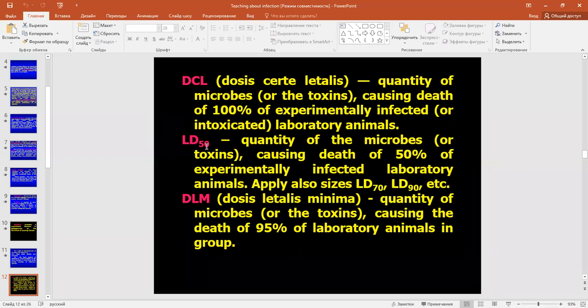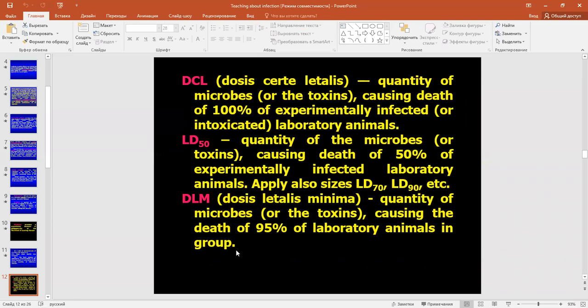And if for some strain LD50 takes 100 microbes in 1 cubic centimeter, and for another strain it takes just 10 microbes in 1 cubic centimeter, what does it mean? The second one is the most virulent strain, because just 10 microbes is enough to cause the death of 50%. So it is possible to compare doses, and we should realize which strain is more virulent.